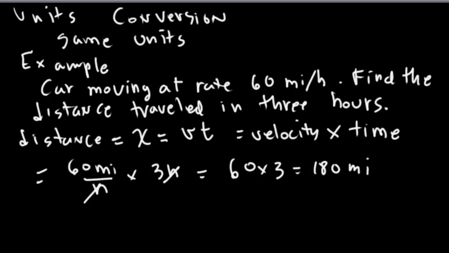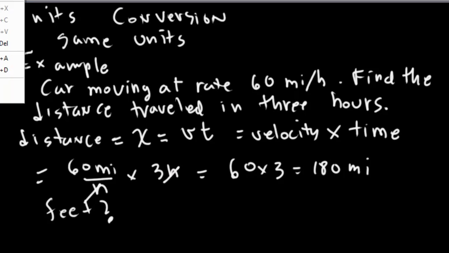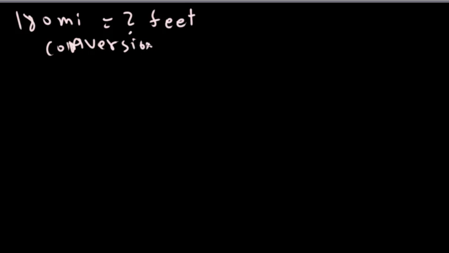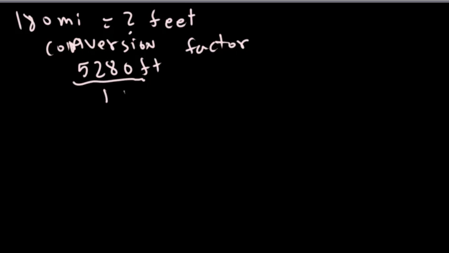Now, if we want to convert that to feet, so how many feet is that? We're going to have to do some units conversion. So we have 180 miles is equal to how many feet? Our conversion factor is there's 5,280 feet in 1 mile.